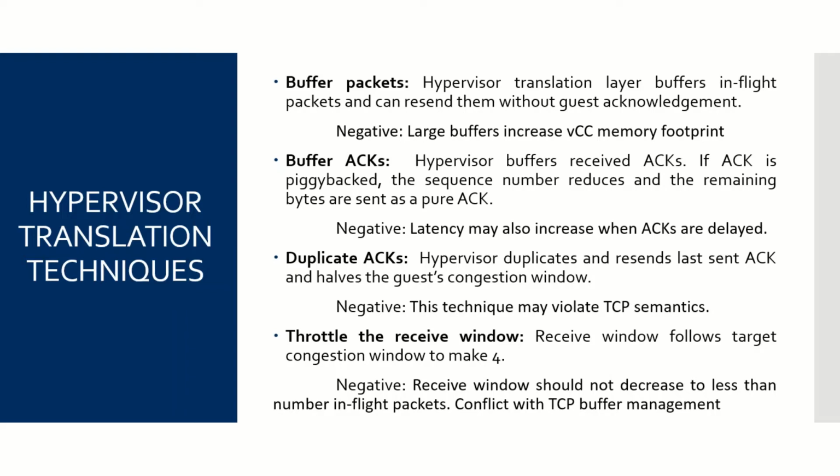Our seventh technique is to throttle the receive window. The receive window follows the designated congestion window to make it work. Even though it does not appear to go against RFC 5681, the guest adapts to this target. Unfortunately, the receive window should not be decreased to less than the current number of in-flight packets. This creates conflict with common implementations of TCP buffer management.